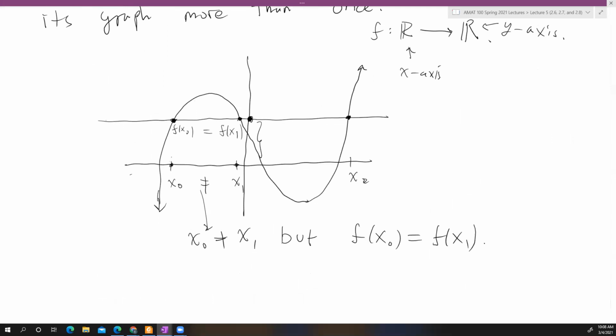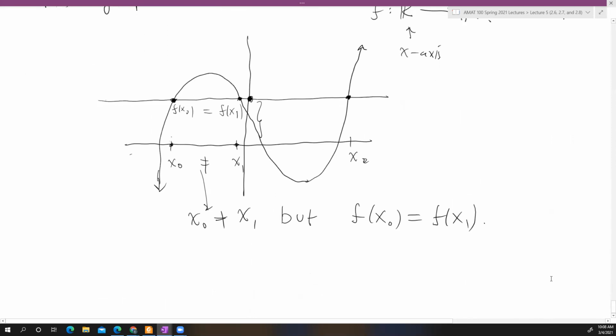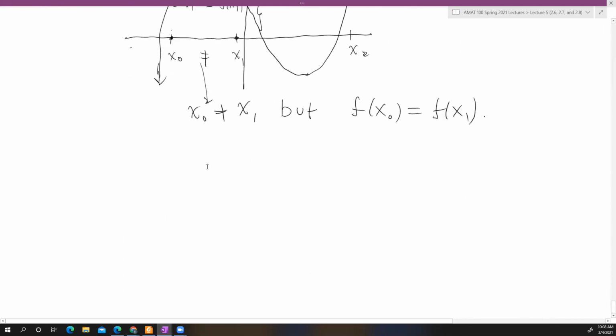Okay, so let's look at an example. So this is example 1. So we want to determine whether this is injective. Is this injective? So there's a couple ways we could do this.